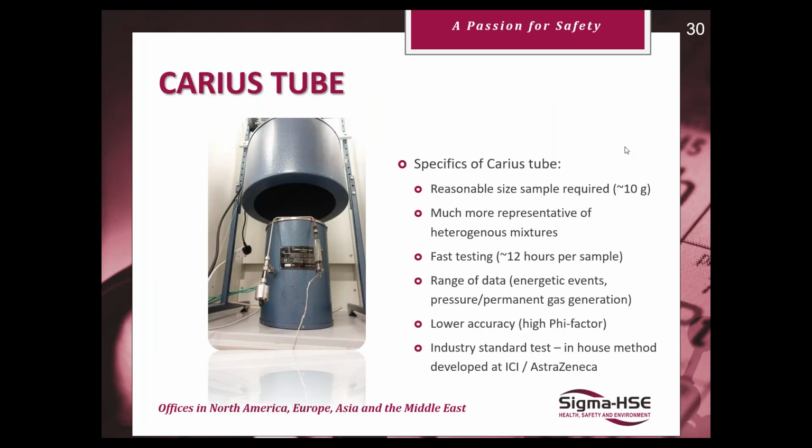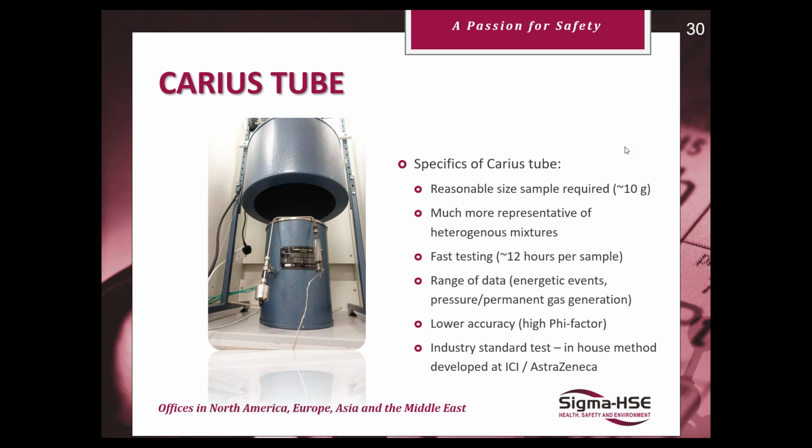So the Carius tube is next. As we said, this is still a screening test to us, but there is a higher sample amount required. We aim for around 10 gram, 10 mil of material, but it really depends on what the system is. We can do some explosive screening testing in the Carius tube, and there's a published AstraZeneca paper which recommends using about 3 gram in a Carius tube. So it really depends on specifically what testing we're looking at.